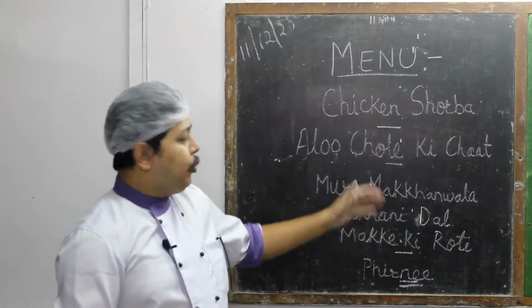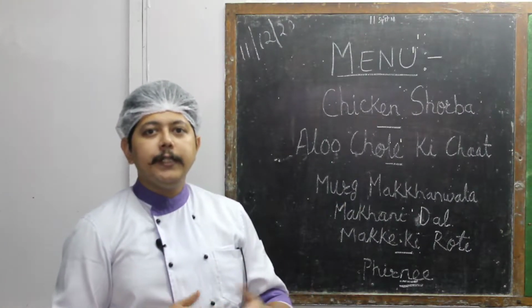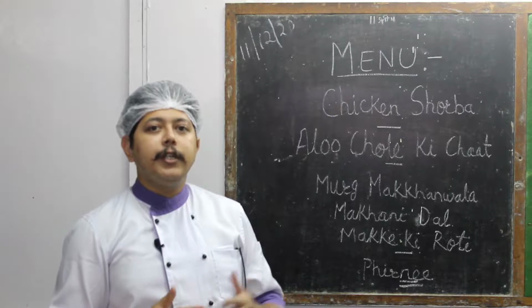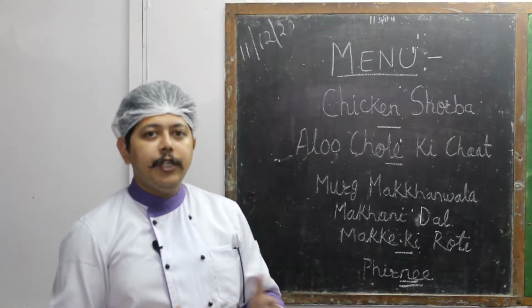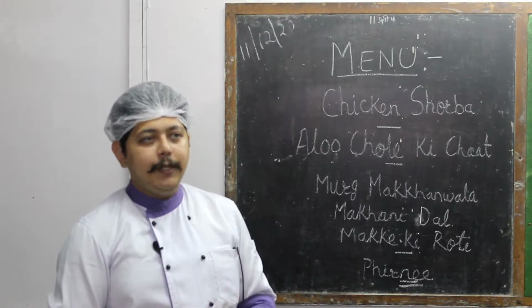Then we have aloo chole ki chaat in appetizers. It will be boiled potatoes with boiled chickpeas. They would be mixed together with ginger, garlic, tamarind sauce, mint chutney, pudina chutney, and it would be topped off with a sev.